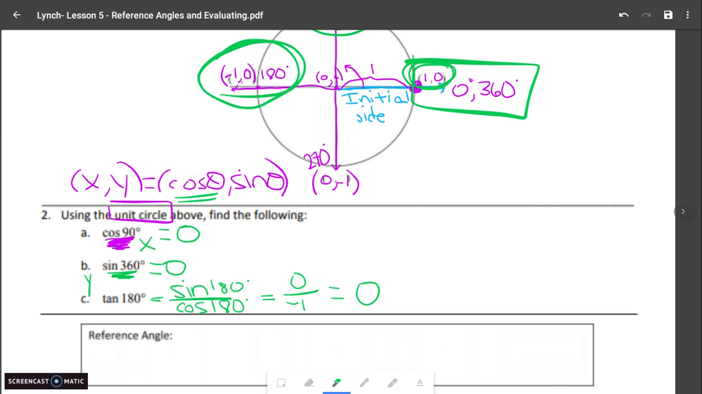That is a coincidence. For example, if I asked you to find me sine of 270 degrees, 270 down at the bottom, sine is the y, which is -1. So just a coincidence that those three all came out to be 0.